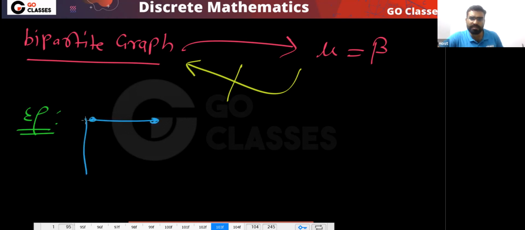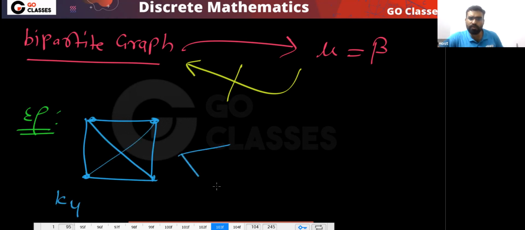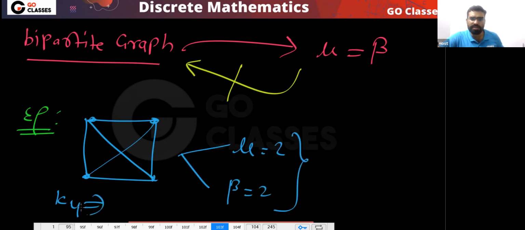For example, take the complete graph on 4 vertices, K4. For this K4, what is mu? Mu is 2. What is beta? Beta is 2. But this K4 has an odd cycle, so this is not bipartite. Yes or no? This K4 has an odd length cycle, so it is not bipartite because it has an odd length cycle.